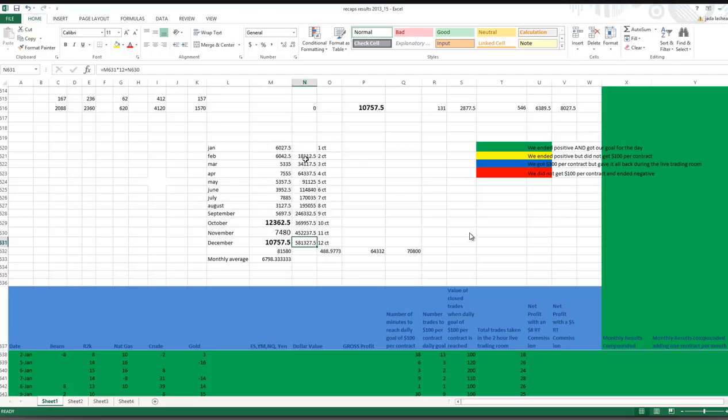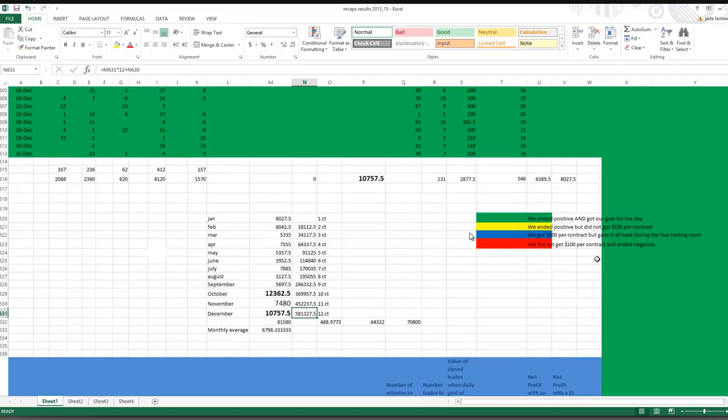If you would have added one contract per month last year and just done what we did in the live trading room, you would have been up $581,327 trading 12 contracts at the end of the year. Right? And this is our spreadsheet.